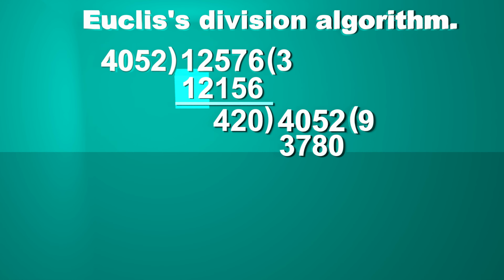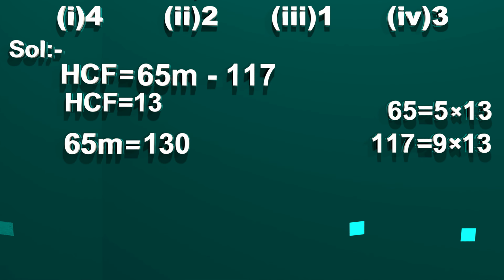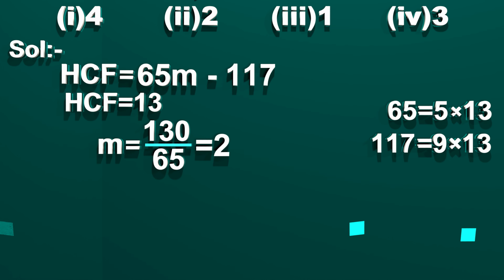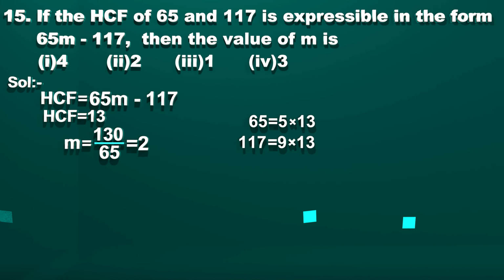Now adding both numbers gives 130. So 65 is in multiplication form and it will change to division as soon as we send it to the other side. And 130 divided by 65 is 2. So the value of m is 2. So our answer will be second.